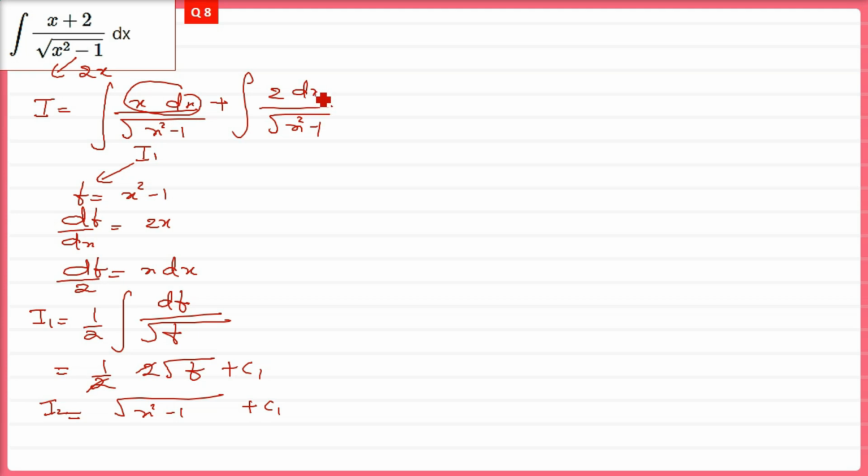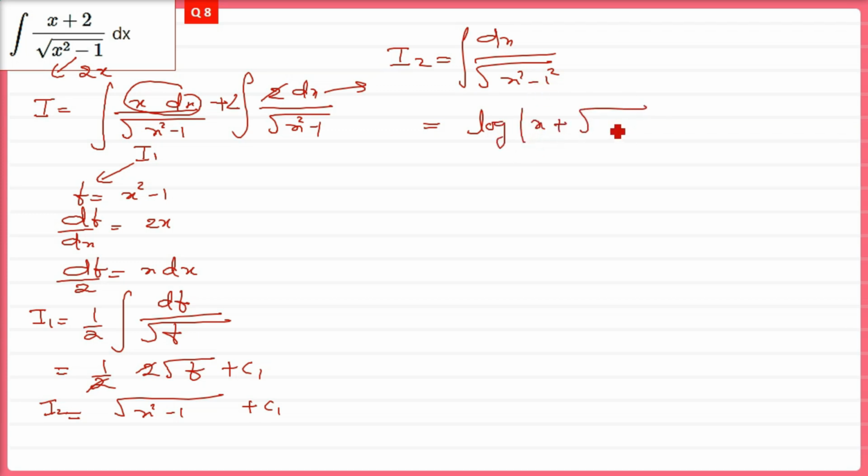I2 is even simpler than I1, because if you take the 2 outside, this is a direct result. It is simply x square minus 1 square. So we have the integration of dx by under root x square minus a square, and this you know is log x plus under root x square minus 1, where a square is 1, plus constant of integration c2. The 2 is already there. Now you can just combine these two.